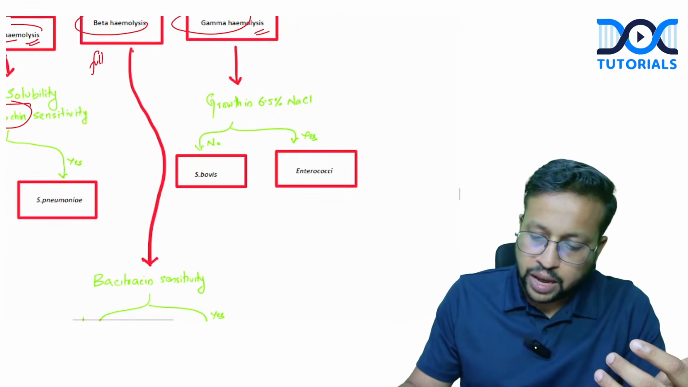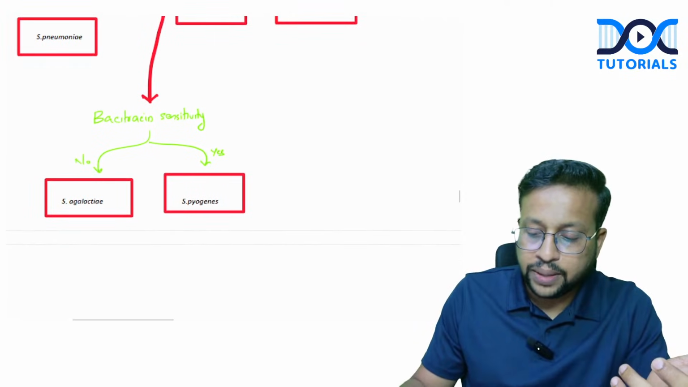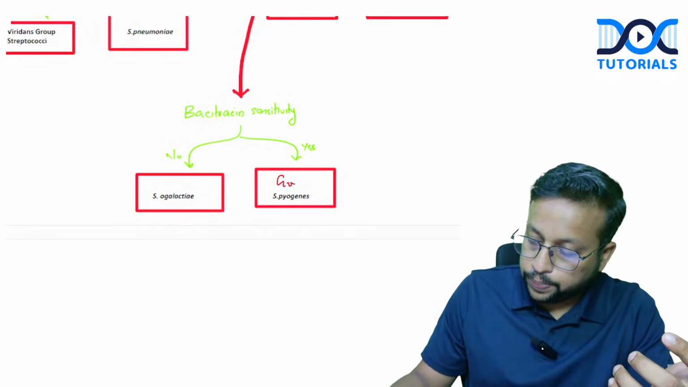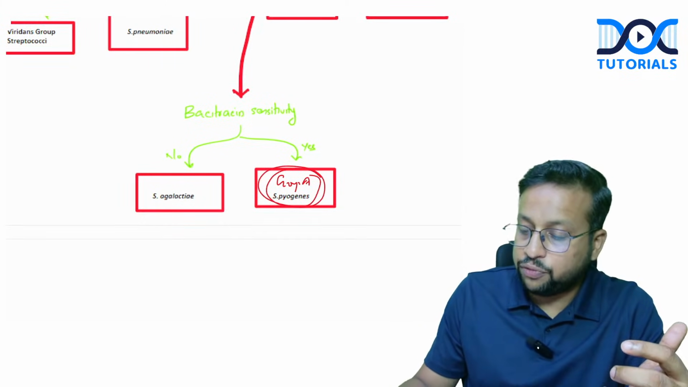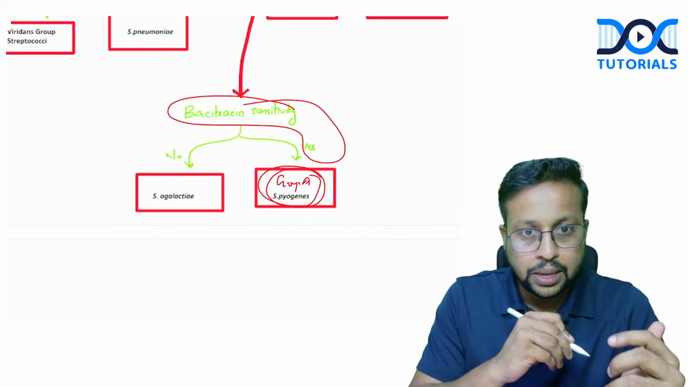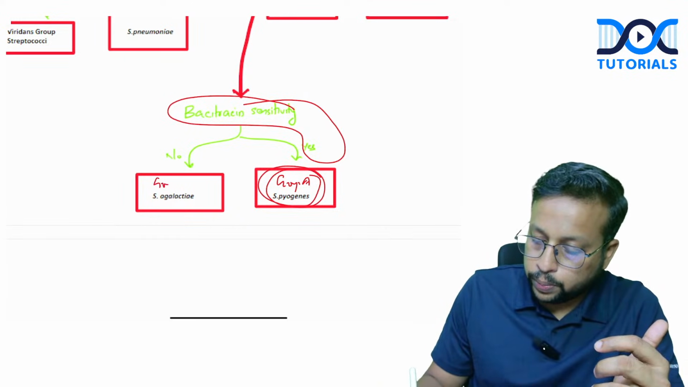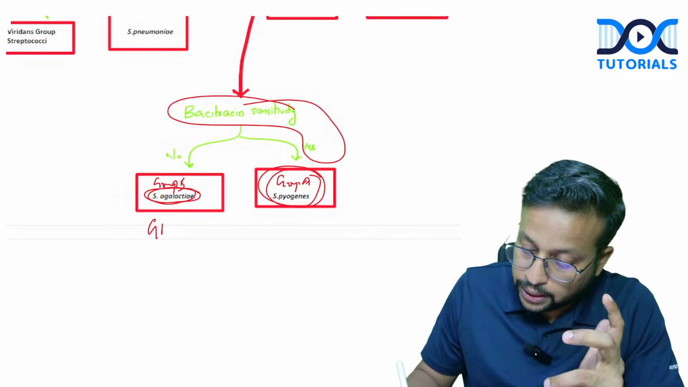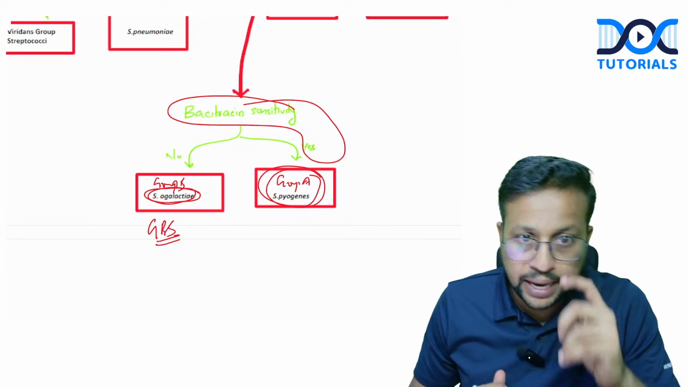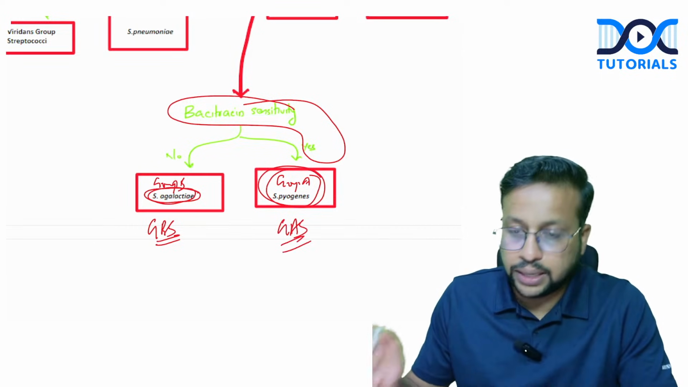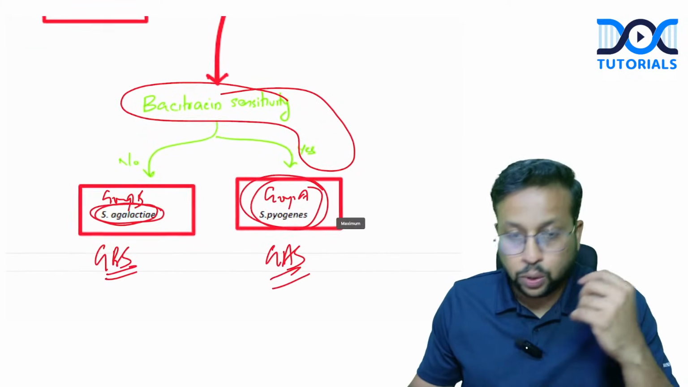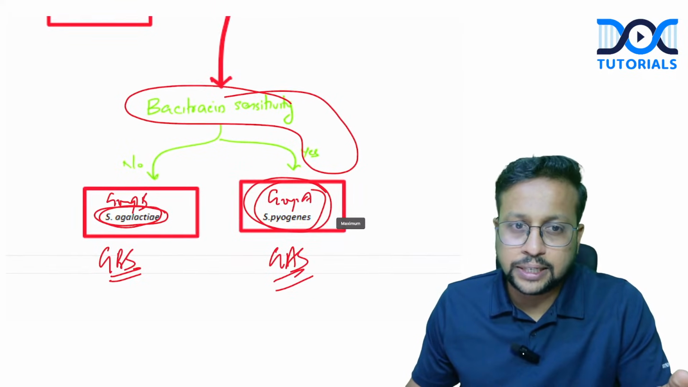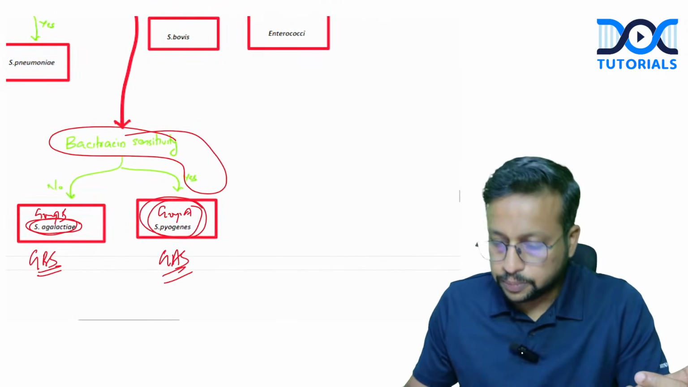I'll come to that. Now, among the beta hemolytic streptococci, you can divide them into two groups. One group is called group A, also called Streptococcus pyogenes, if it is sensitive to bacitracin. If it's bacitracin resistant, it's group B or Streptococcus agalactiae. Group B streptococci is also called Streptococcus agalactiae. Group A streptococci is also called Streptococcus pyogenes. Both are beta hemolytic, and Streptococcus pyogenes is bacitracin sensitive, whereas Streptococcus agalactiae is not sensitive.